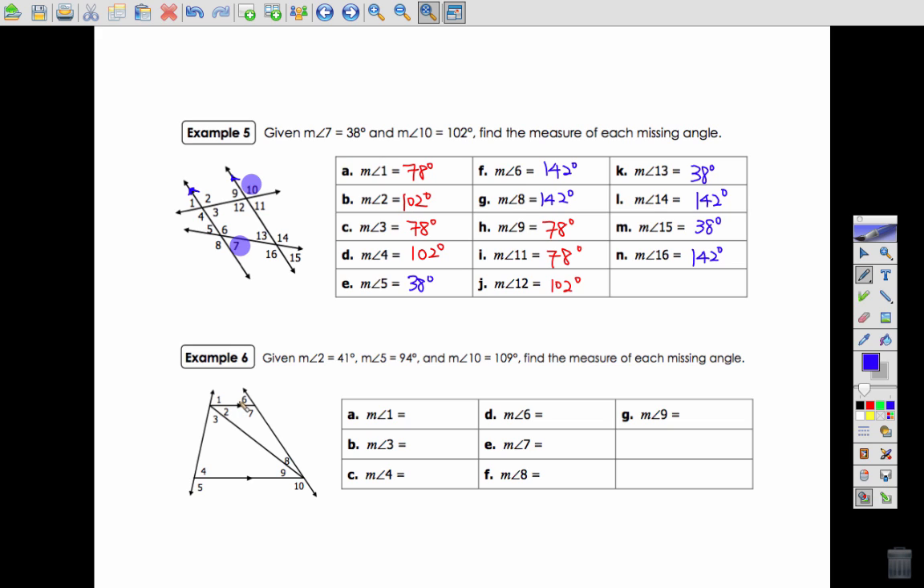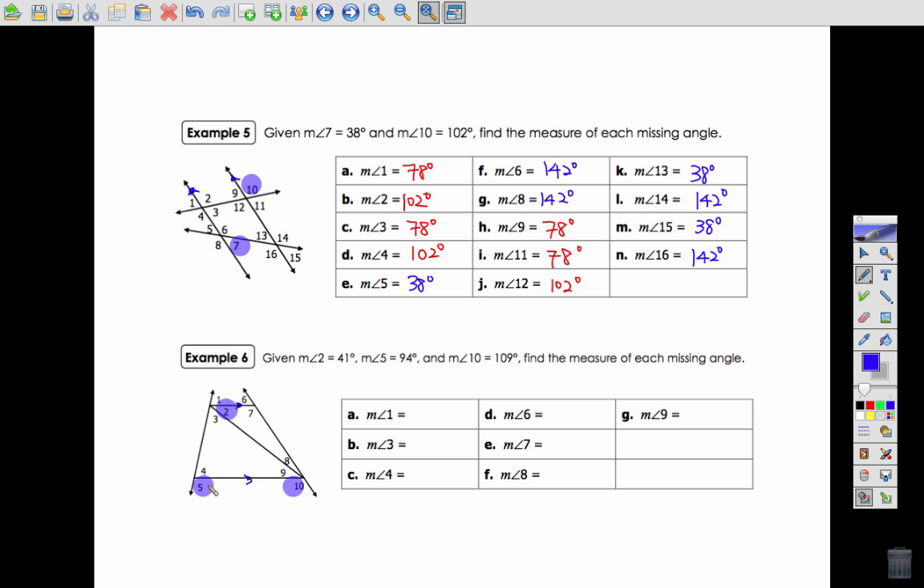So in example number 6, we have two parallel lines here and we have 3 transversals. So how do we do this? First, let's find out what's given. The measure of angle 2 is given, angle 5 is given, and angle 10 is given. So with that, let's see what we know first.